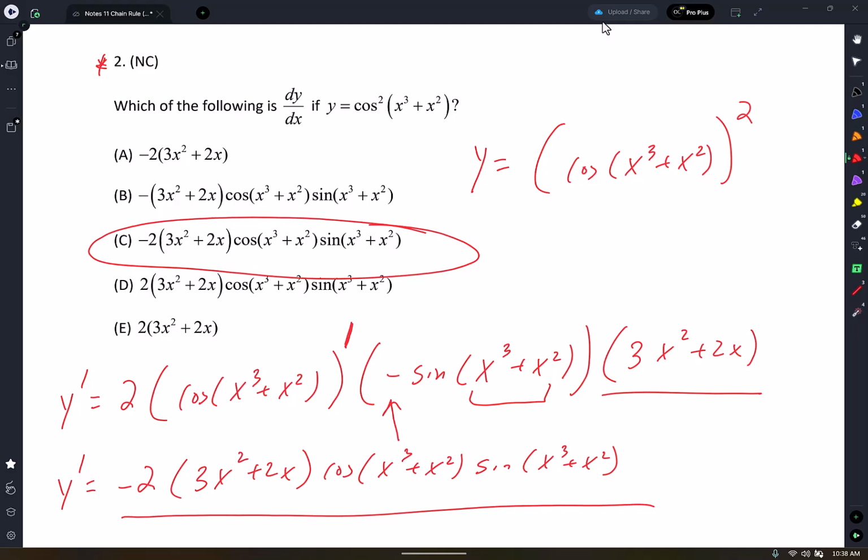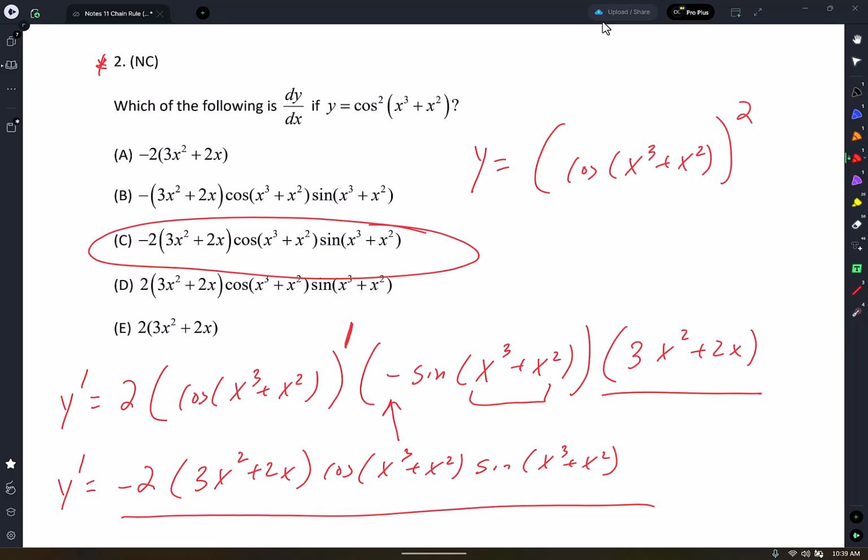Well, I'm using my chain rule. What's the derivative of x squared? 2x. I could have said this is u, and I would have gone with u squared. And then I would have said, okay, what's the derivative of u? Well, that's cosine, so the derivative of cosine is negative sine of x cubed plus x squared, and then chain rule times 3x squared plus 2x. So here's my chain rule: bring the 2 down. Here's my original, leave it alone, because it's the inside. And then times the derivative of the inside. And then that has an inside, times the derivative of that, times the derivative of that inside.